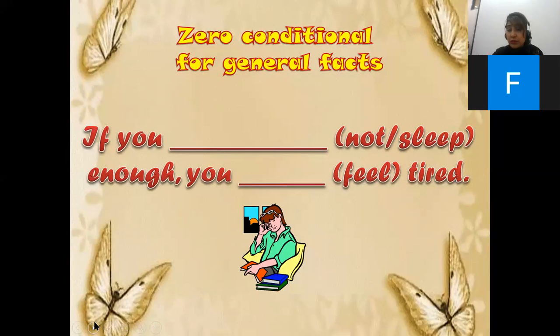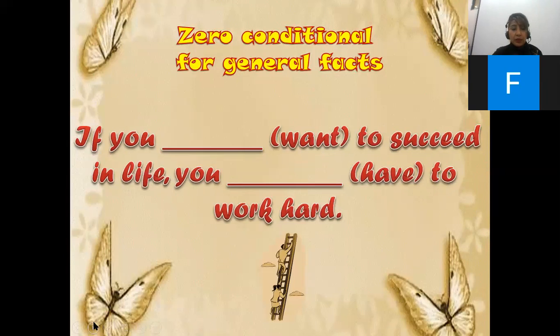Can you just try this? This is a negative sentence. So whenever there is a negative sentence, we use don't or doesn't. All right. So if you don't sleep enough, you feel tired. Or if you don't sleep enough, you don't feel fresh the next morning. All right. So if you want to succeed in life, you have to work hard. This is the fact.